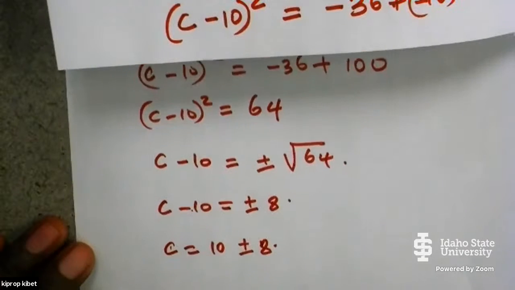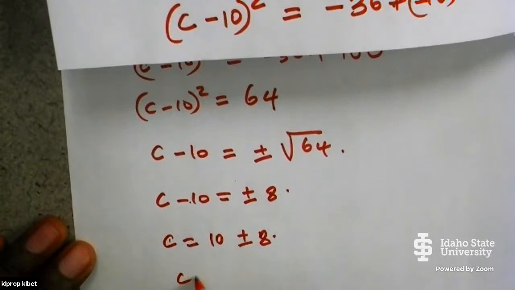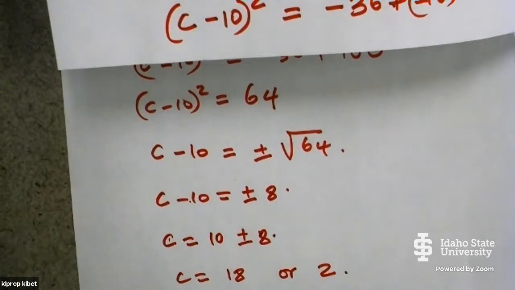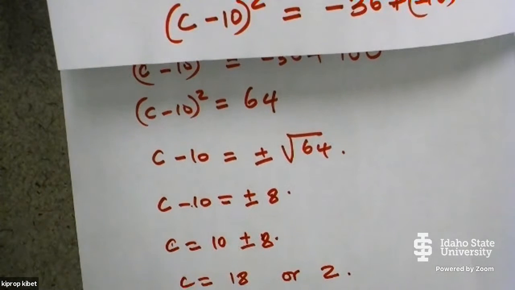So what is our value of c? c equals 18 or 2, because this is 10 minus 8, which is 2. Is that clear? Why, if 64 is a positive number and we're just taking the square root of it, are we using a plus or minus?